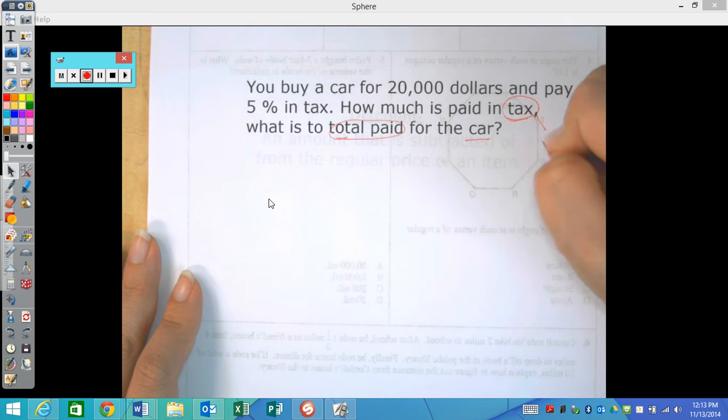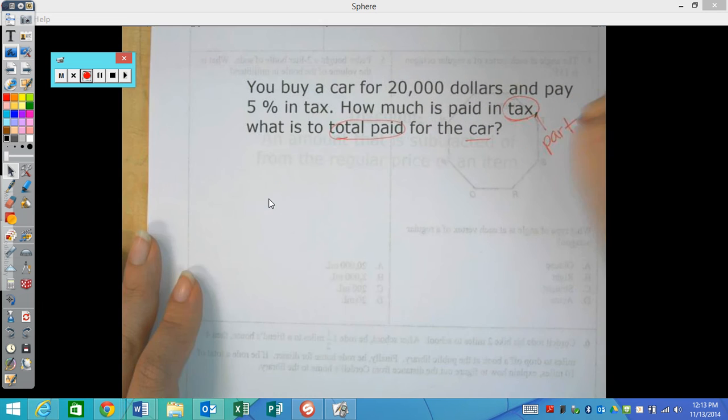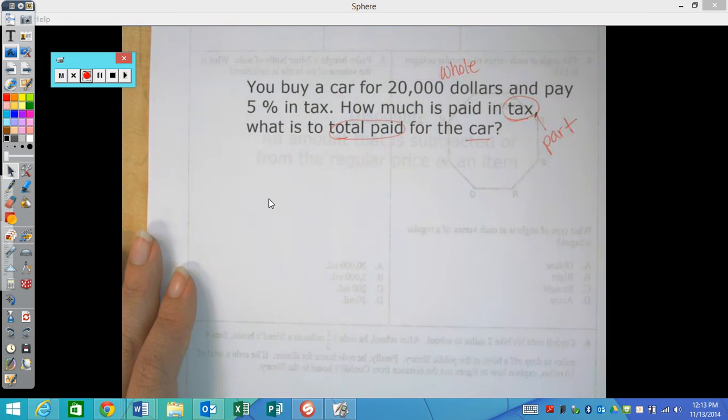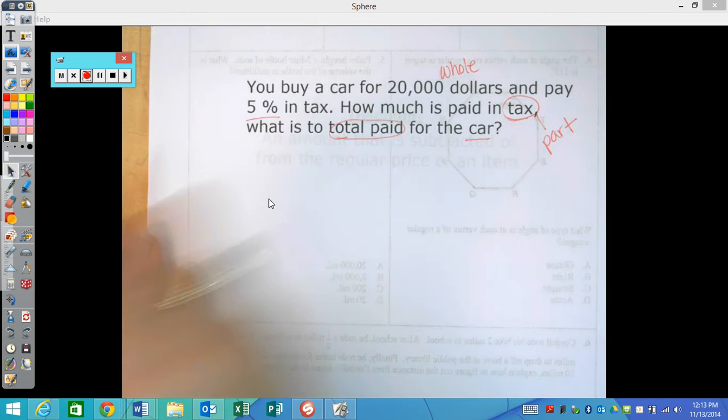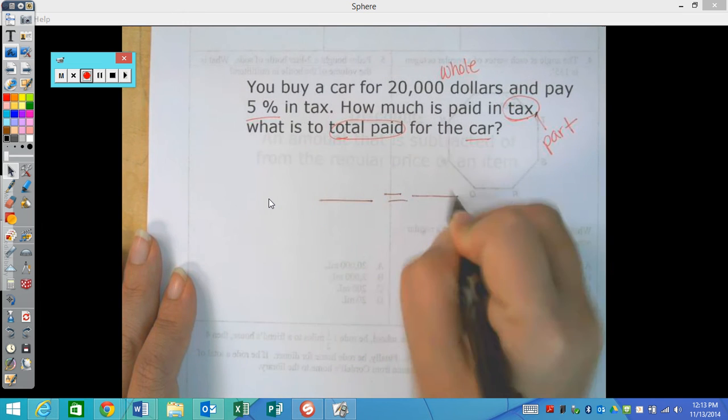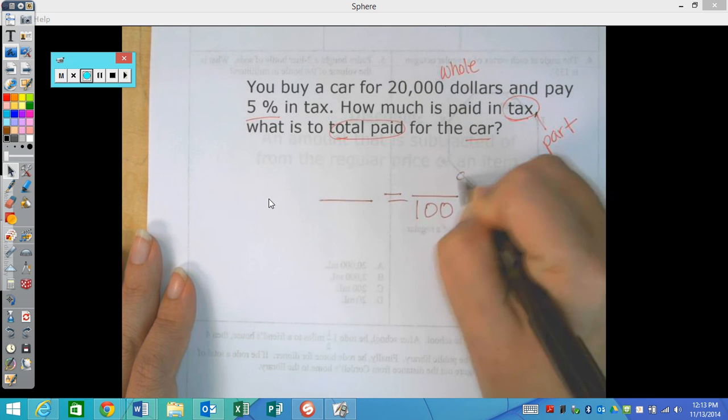Well, tax is our part. Okay, so when we find our tax, we're looking for a part of our whole, which is the $20,000. Now, because we're dealing with percent, we can set up our percent proportion. Line, equal sign, line, 100 with our percent.